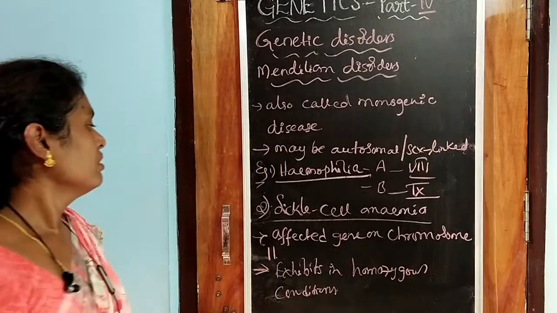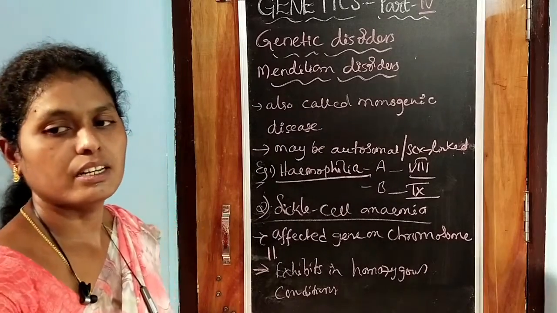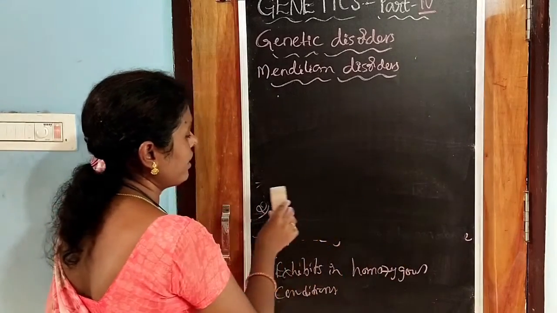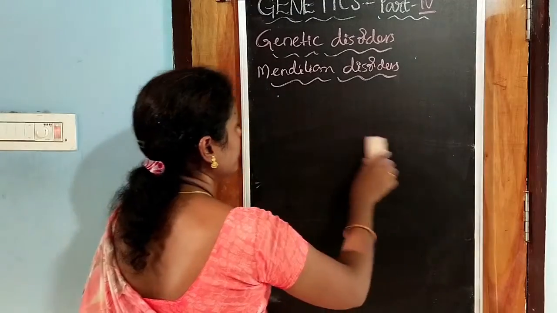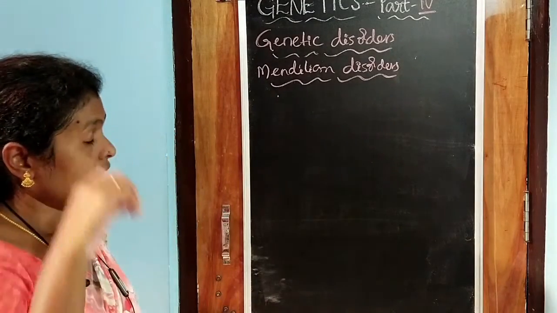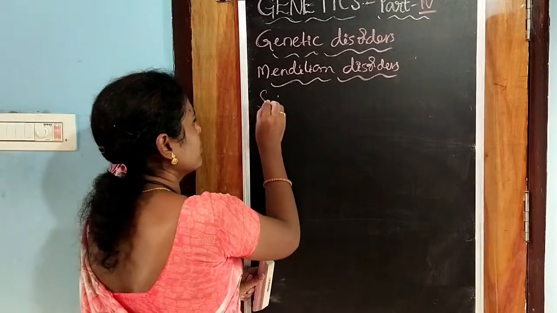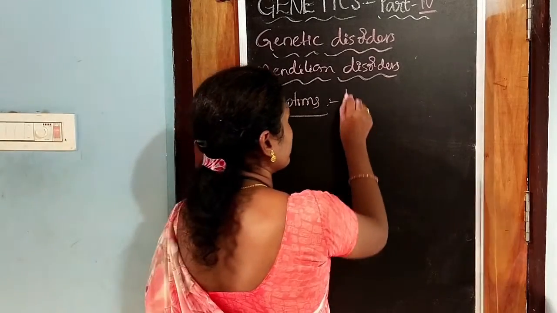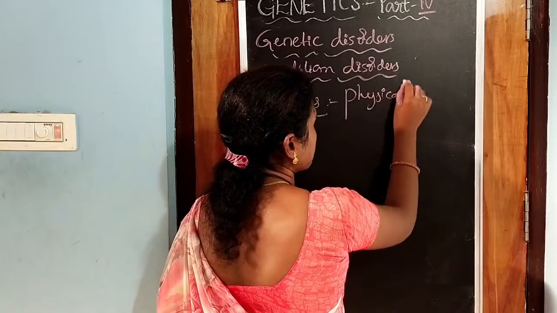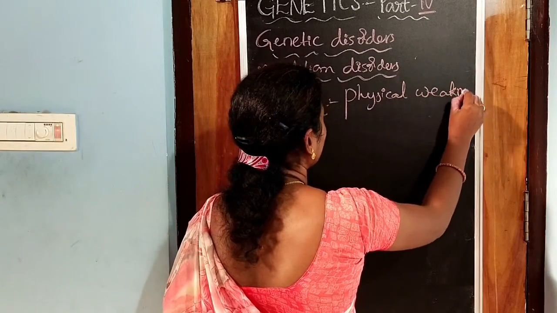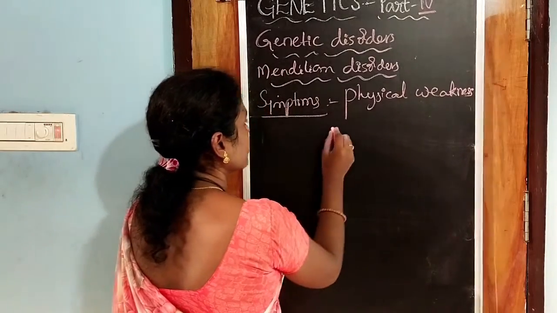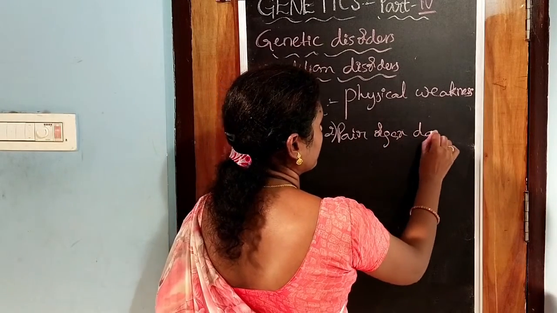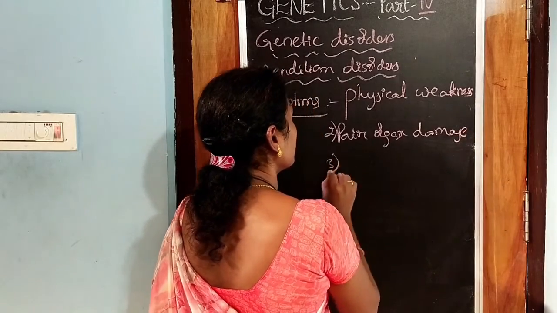Homozygous conditions. The symptoms of sickle cell anemia are physical weakness, impaired organ damage due to internal bleeding, and even paralysis.